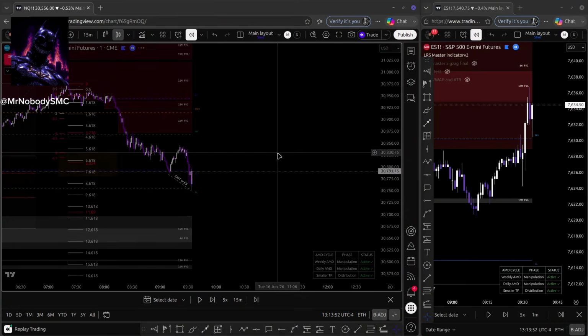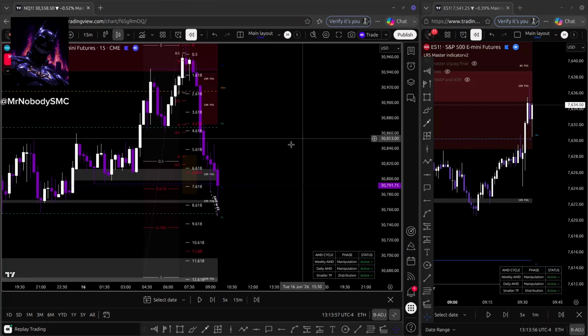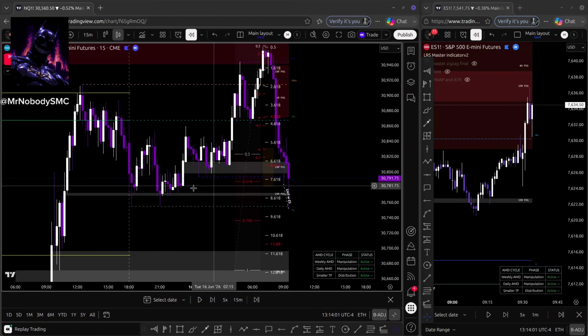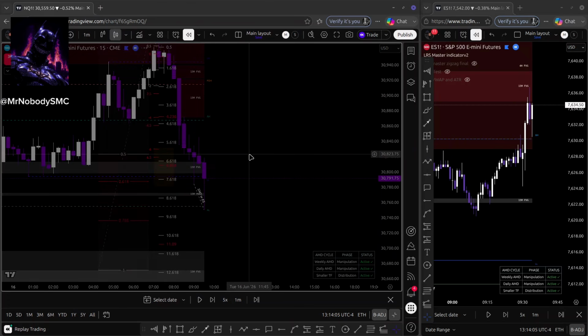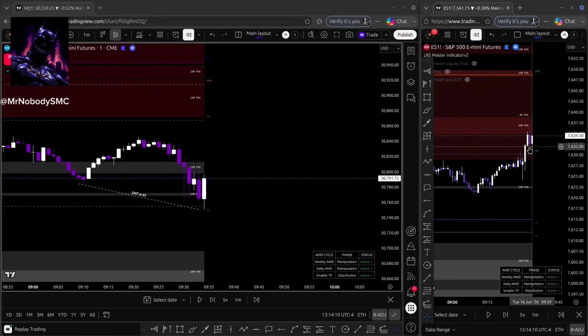What else is in this area? Let's go back to the 15-minute. 15-minute fair value gap has not yet been invalidated, I think. There's another 15-minute right here anyway. Let's go back to the 1 minute. This is remaining the stronger asset. Perhaps we are targeting previous daily high.